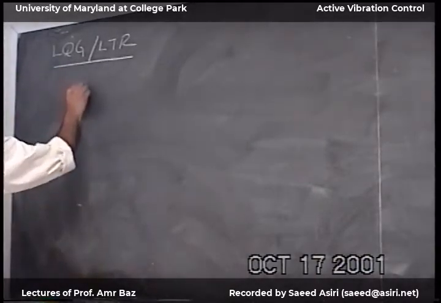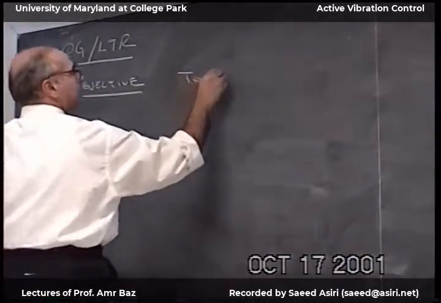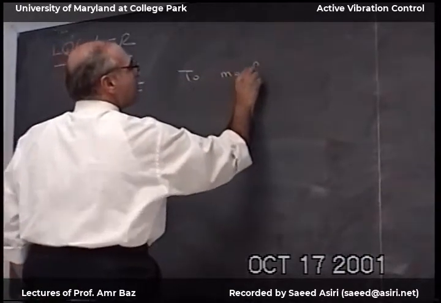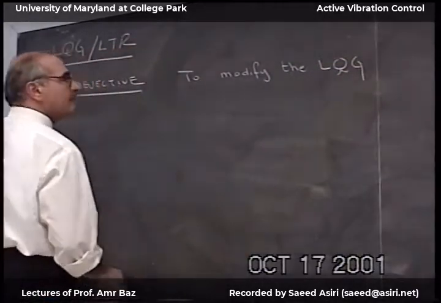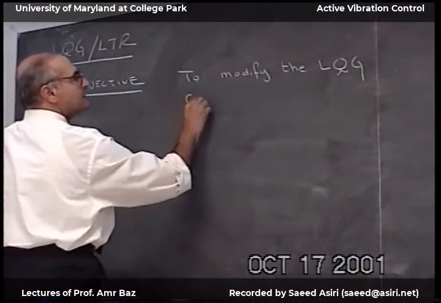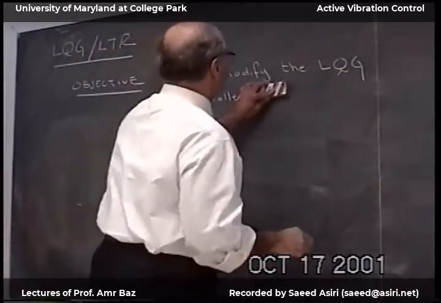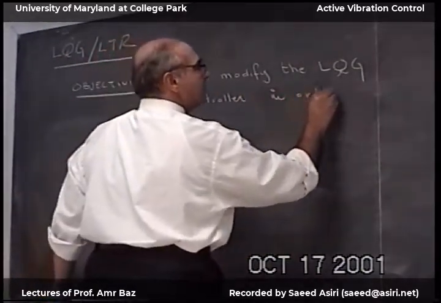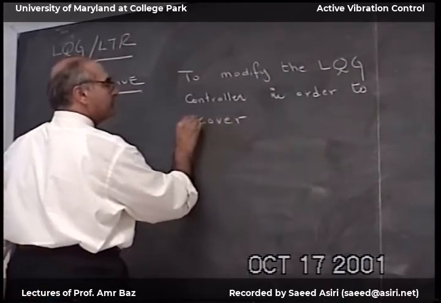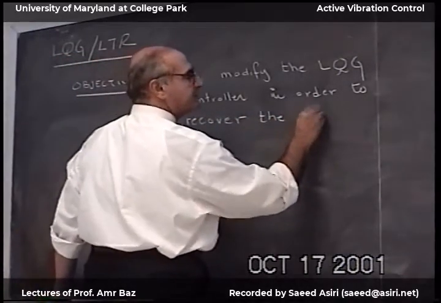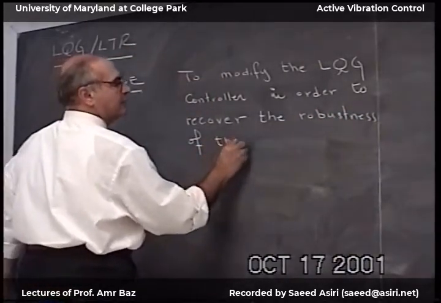Again, here the main purpose of this is to modify the LQG controller in order to recover the robustness of the LQR.